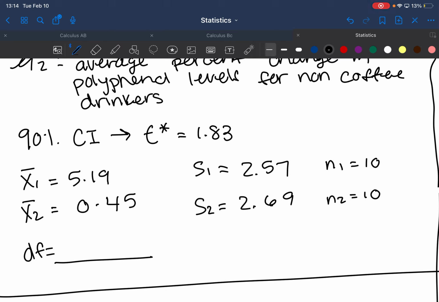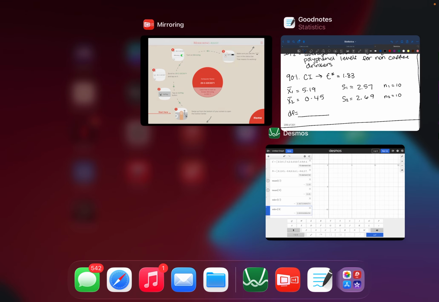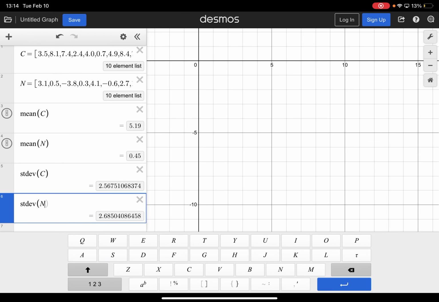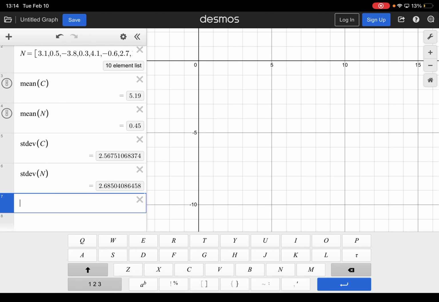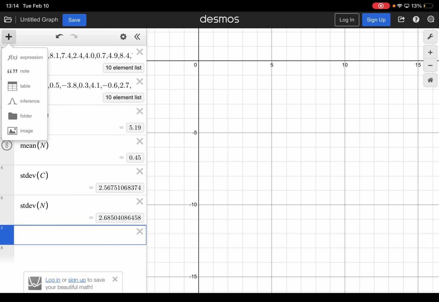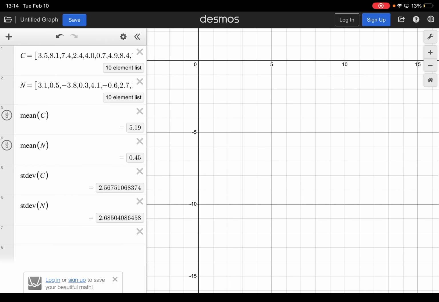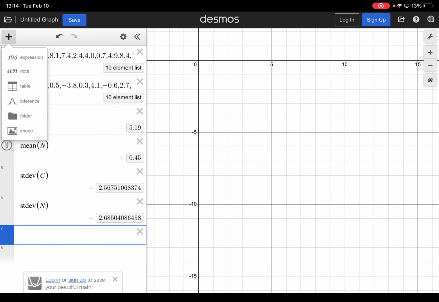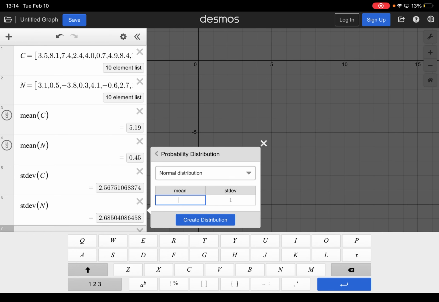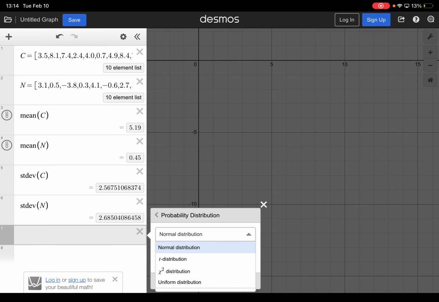Actually, I do. Can you walk me through the Desmos, how to find the T star again? Yes. Okay, so the question is how to find T star. So on a new line, I would go to add an inference. I would click on probability distribution. Okay, so probability distribution, I go down to t distribution.